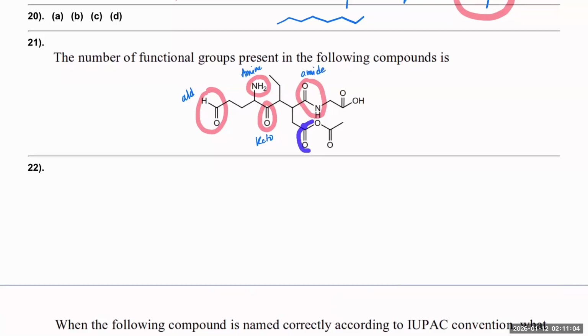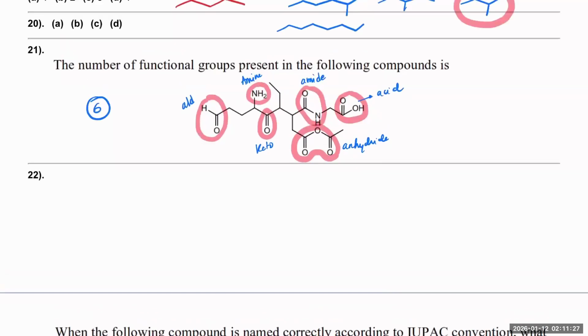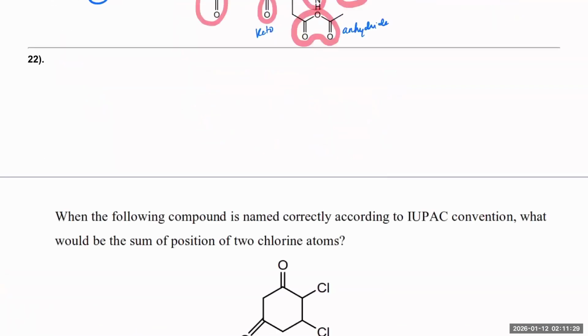Next, this is an anhydride. If you notice that, this is an anhydride. And lastly, this is an acid. It is an acid group. So how many total did we get? 1, 2, 3, 4, 5, 6. So we should have a total of 6 functional groups in this. Clear? Let's see. Next one.